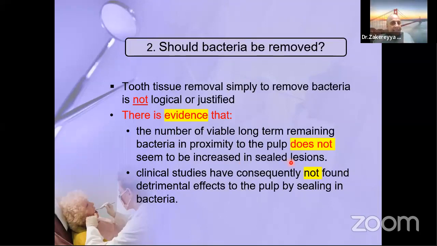Now, you seal the lesion, no further carbohydrates go in it, some bacteria is buried in it. There is evidence that in proximity to the pulp, the bacteria does not seem to be increased. Now, how about clinical studies? Clinical studies have consequently not found detrimental effects to the pulp by sealing in bacteria. There is no detrimental effect to the pulp by sealing in bacteria, right? Let's see how we can handle this.